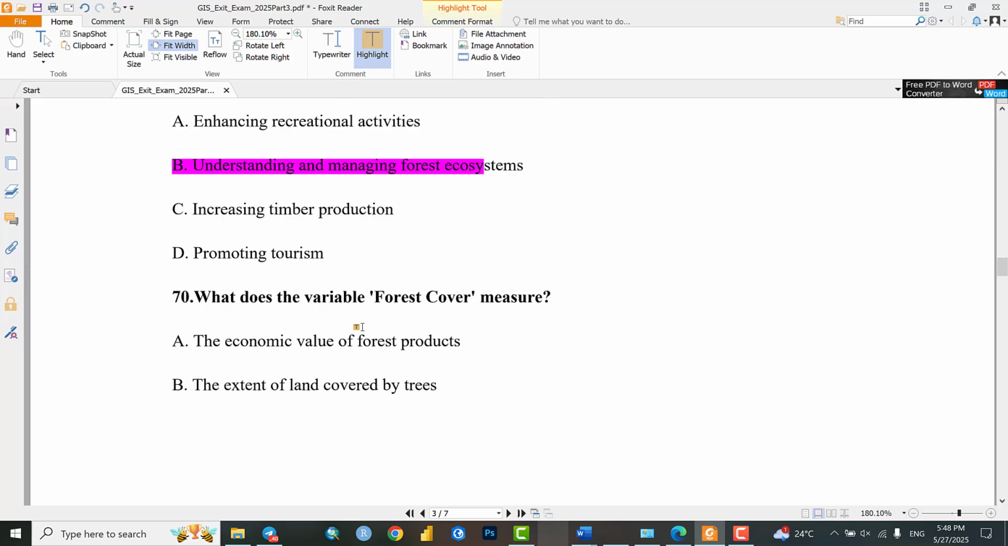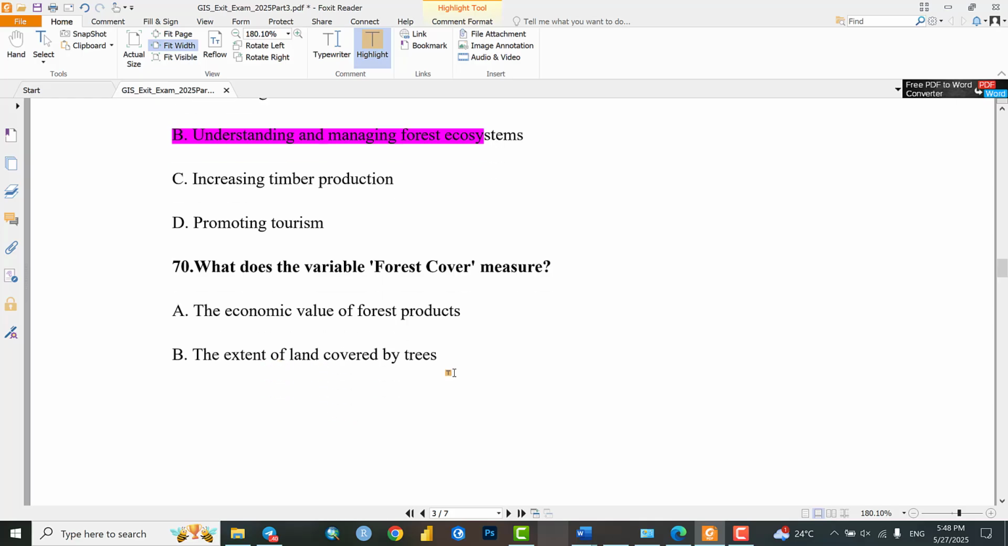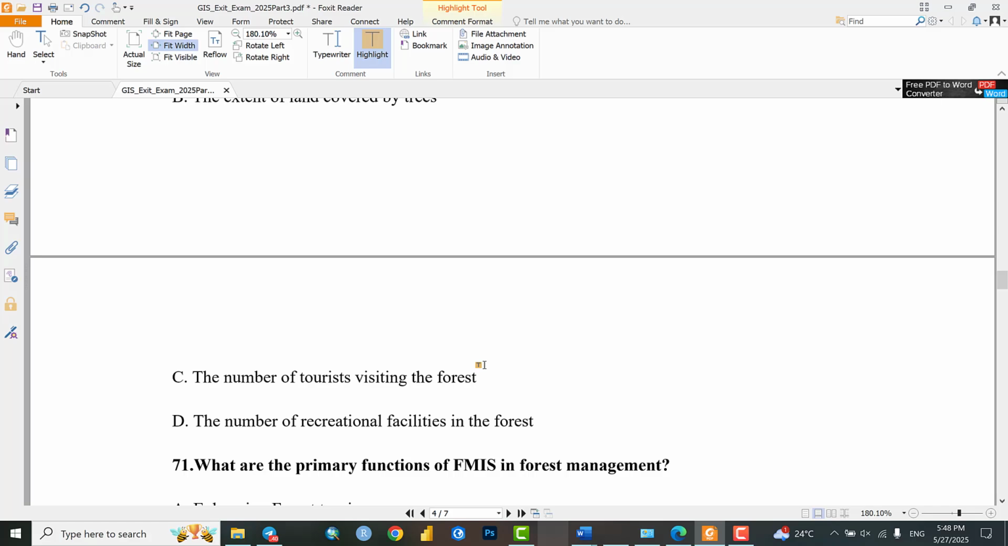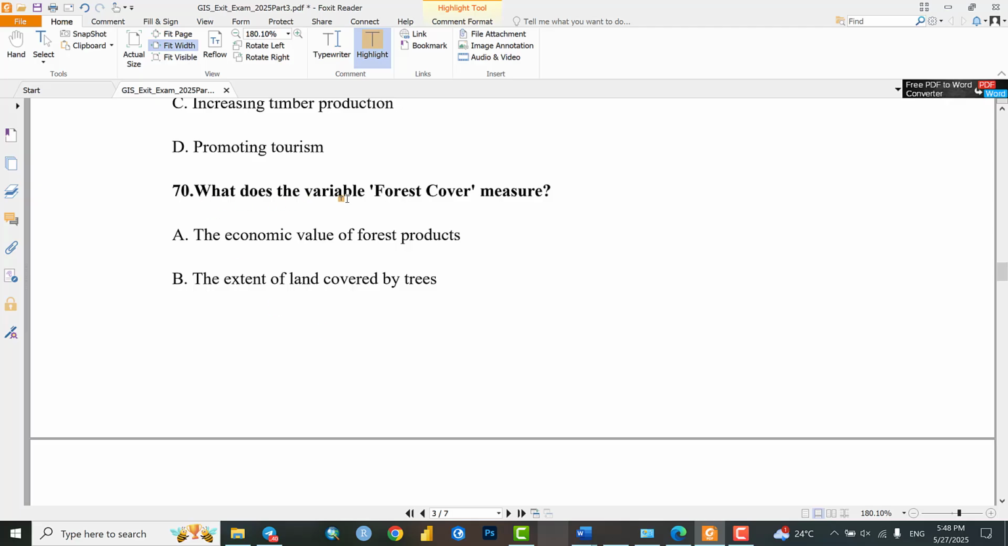70. What does the variable forest cover measure? The economic value of forest products, the extent of land covered by trees, and C, the number of tourists visiting the forest, the number of recreational facilities in the forest. So what does the variable forest cover mean? Forest cover means the extent of the land, or the amount of the land, covered by trees.